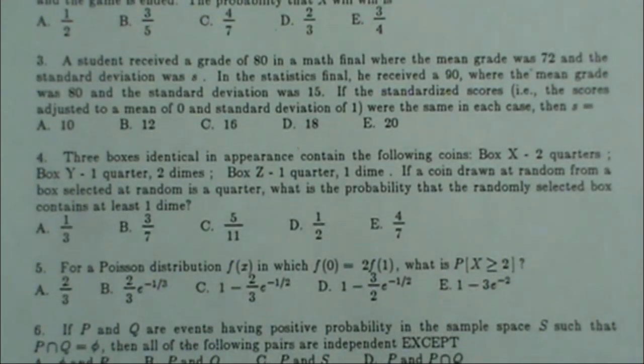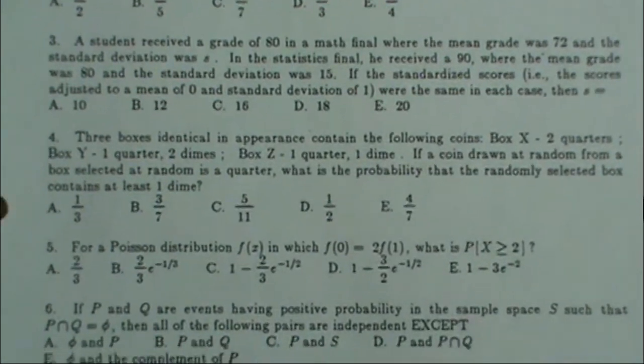Number 4. Three boxes identical in appearance contain the following coins. Box X contains 2 quarters. Box Y contains 1 quarter, 2 dimes. Box Z, 1 quarter, 1 dime. If a coin drawn at random from a box selected at random is a quarter, what is the probability that the randomly selected box contains at least 1 dime?